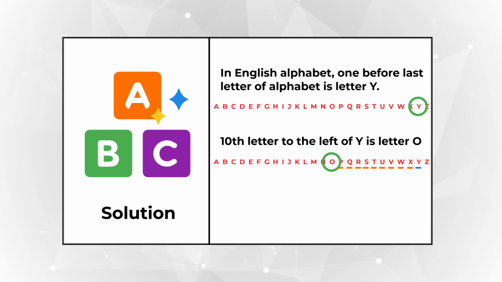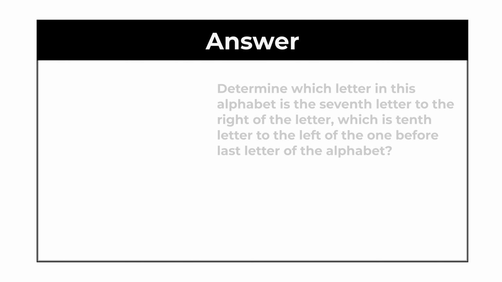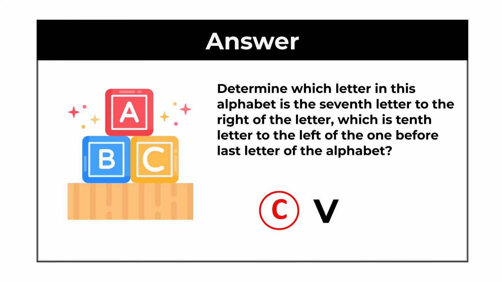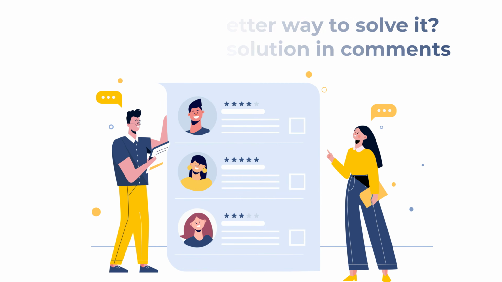Now we need to determine the 7th letter to the right of the letter O. Let's do the math. 1, 2, 3, 4, 5, 6, and 7. As you can see, this is the letter V. So the correct choice here is choice C, letter V. Hopefully you've nailed this question and now know how to answer similar problems on the test.